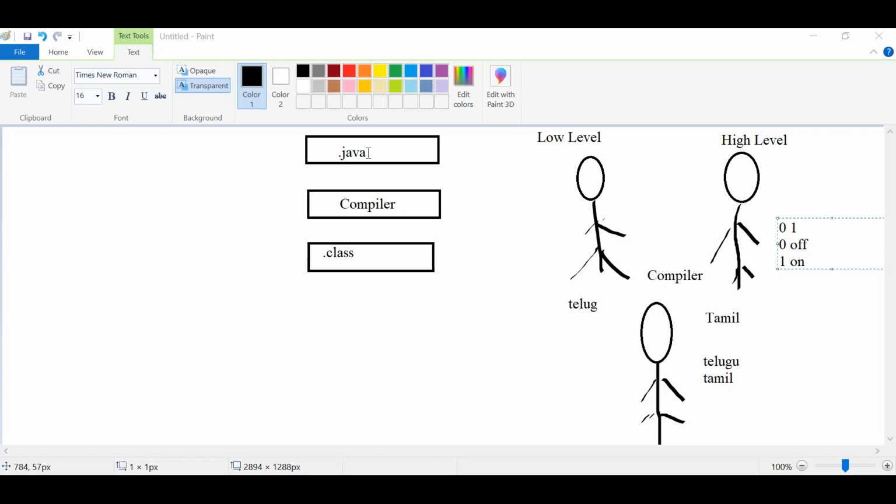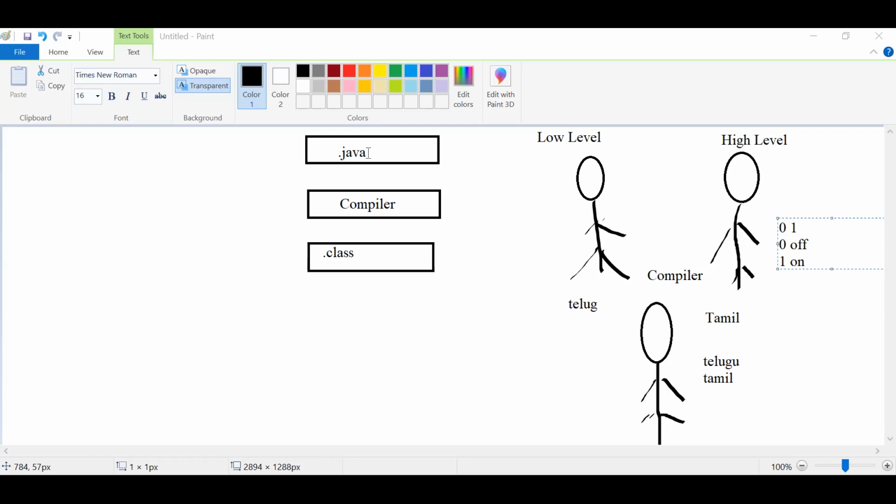But here, one more feature is available in our Java. That is the JVM, the Java Virtual Machine. No other language has that JVM. That is the greater advantage and greater future that Java has.